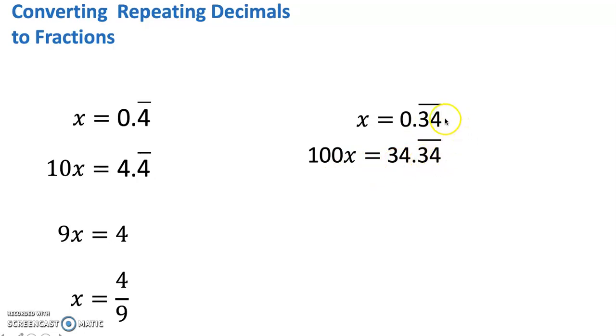So now you can see I've got this equation with a repeating decimal and this equation with a repeating decimal. I can now subtract them from each other, and the repeating 34 will be eliminated. So 100x becomes 99x, the 34 repeating disappears, and I'm left with 34. Now all I need to do is divide through by 99 this time, and I've got x equals 34 over 99.